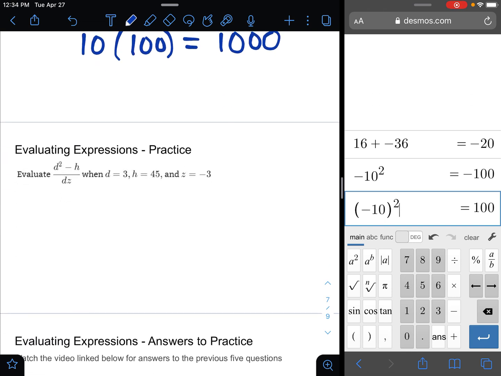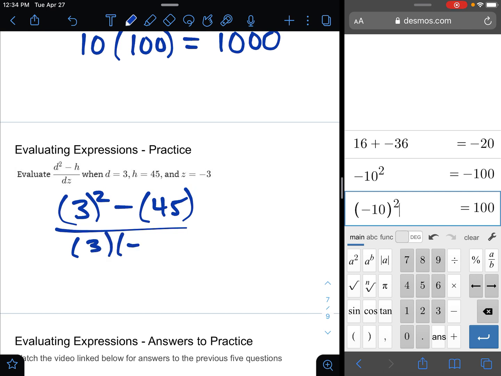For the last one here, we got a fraction. So d squared minus h, so 3 squared minus the h, all over d times z, so d times the z. So order of operations says to do exponents first. 3 squared is 9 minus 45 over, I can do this part because it's not going to affect the top. 3 times negative 3 is negative 9.